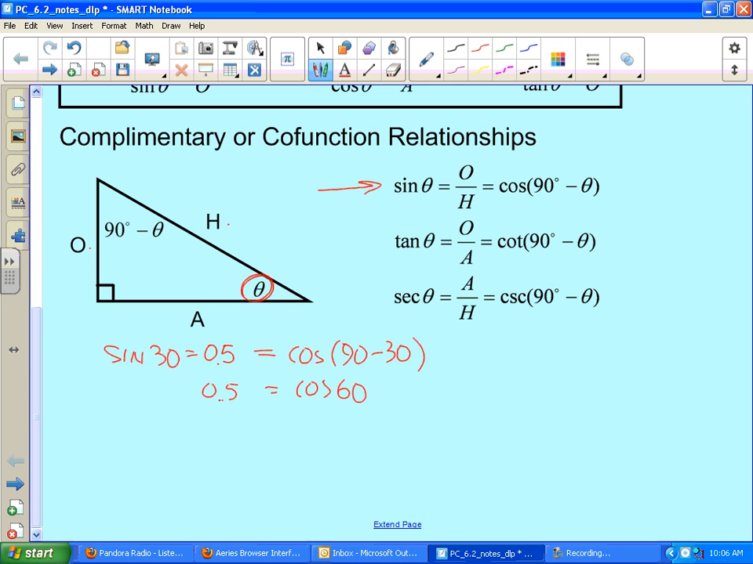Yeah. So those are called cofunction relationships. Now here's another thing that's interesting. Look at this. Started with a sine, then it became a cosine. And it was a tangent, and it was a cotangent. A secant became a cosecant. So that's where those are related. But you never knew that.